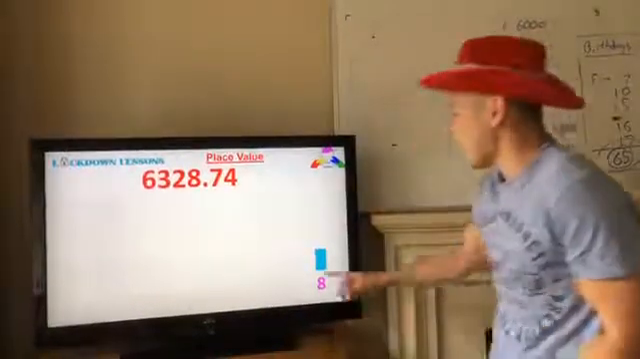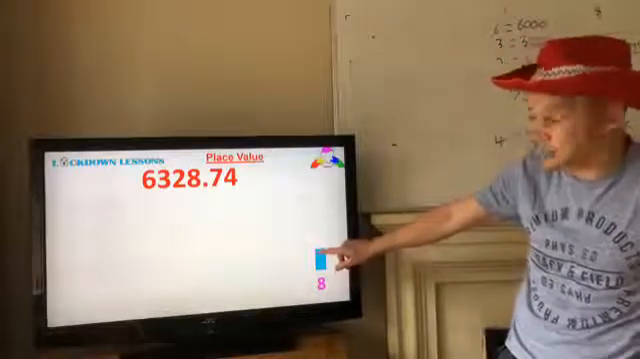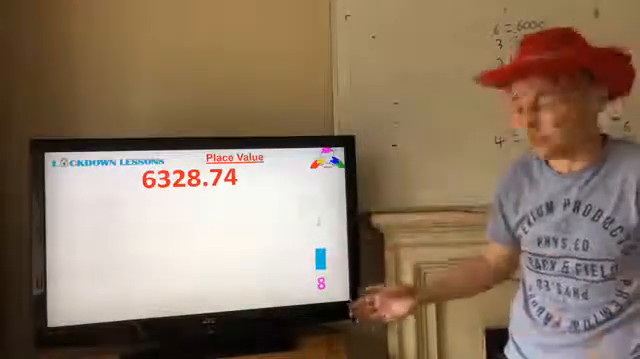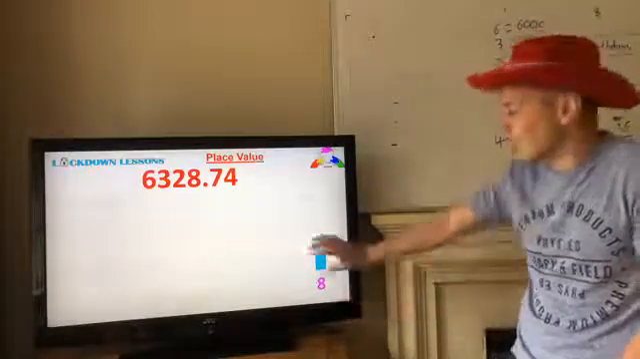Okay, so let's look at the 8 first. There I've got 8 small blocks. Each one of those blocks is a single unit, we call them. It's just a 1, so we've got 8 ones there. That is the 8. You can see what that means.